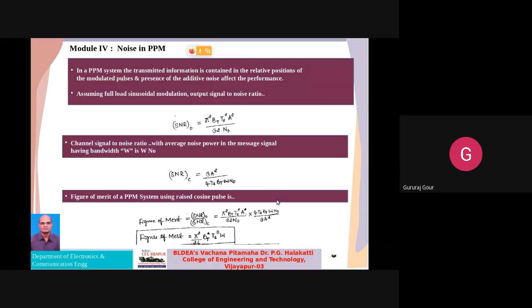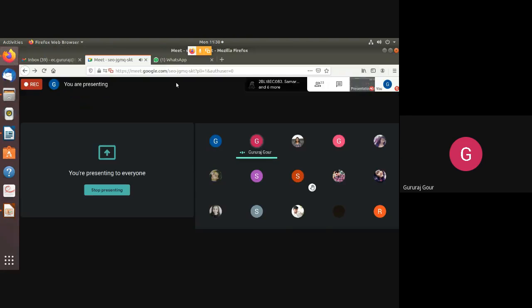As far as I have seen, this syllabus has been revised here. We will see; if it has been asked, we can go into it later. If we substitute here and divide SNR naught by SNR c, finally we get another important formula for our PPM system. So up to this, the sampling part is over. Further things on sampling we will see in the next session.